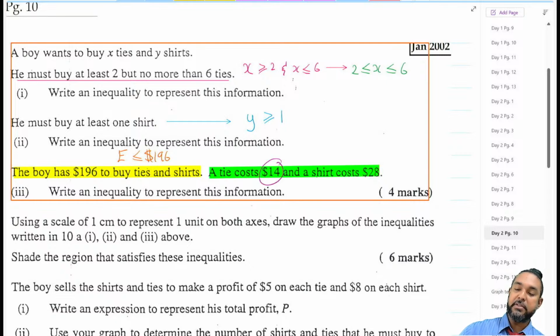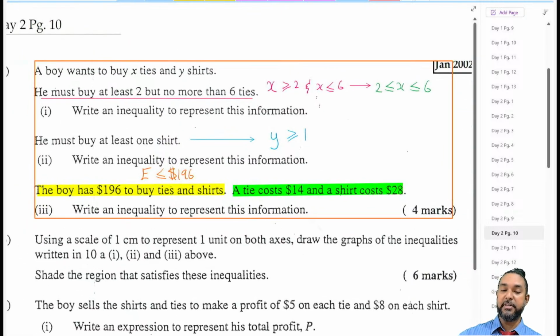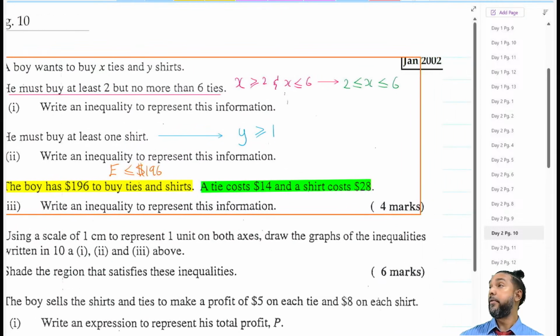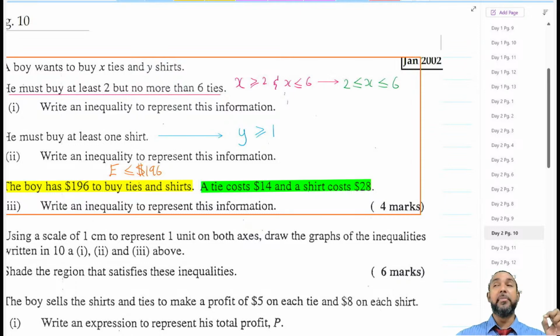So you have $14 for every tie. Now, if you buy one tie, how much money are you spending? 14, right? If you buy two ties, you spend 28. If you buy 10 ties, you spend 140. How am I getting those figures? I'm multiplying the price by the quantity, right? The number of ties.